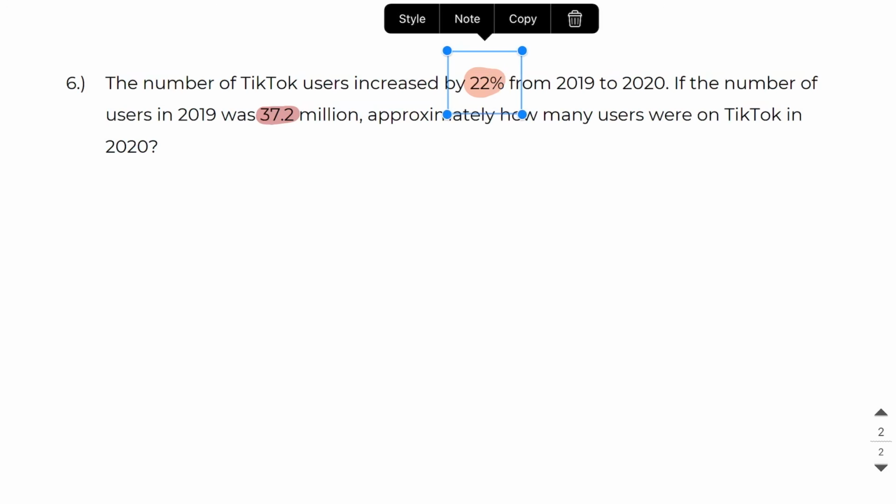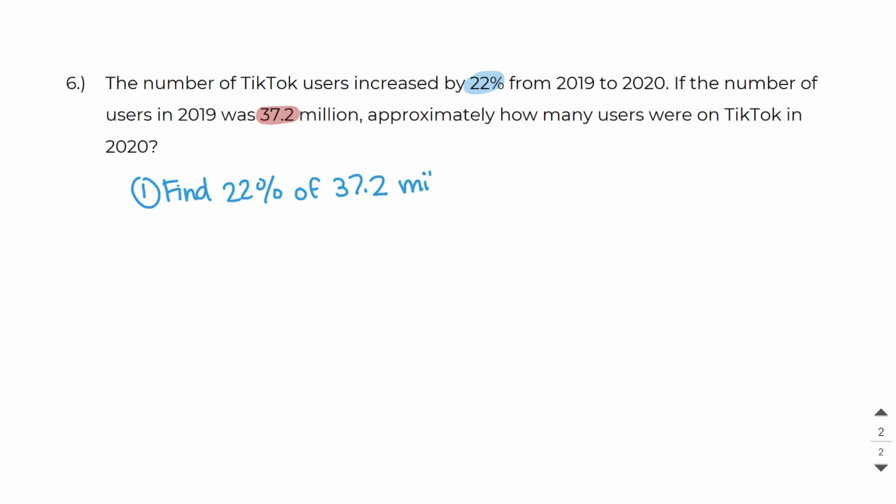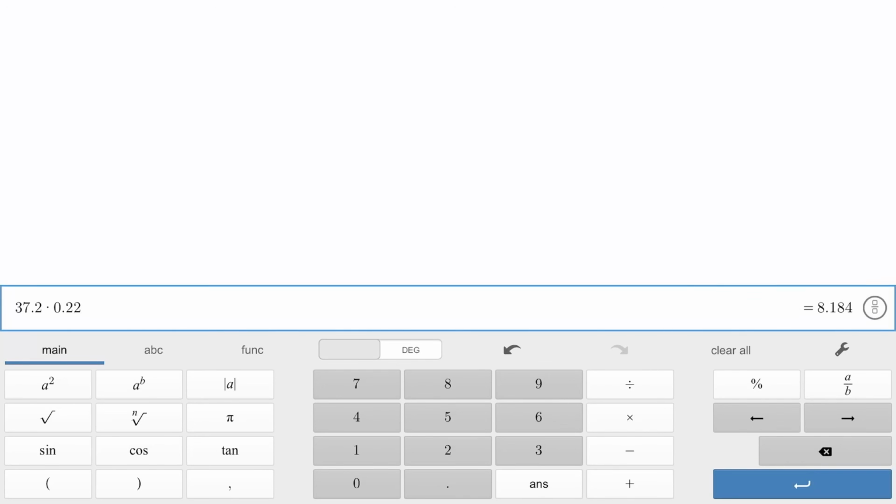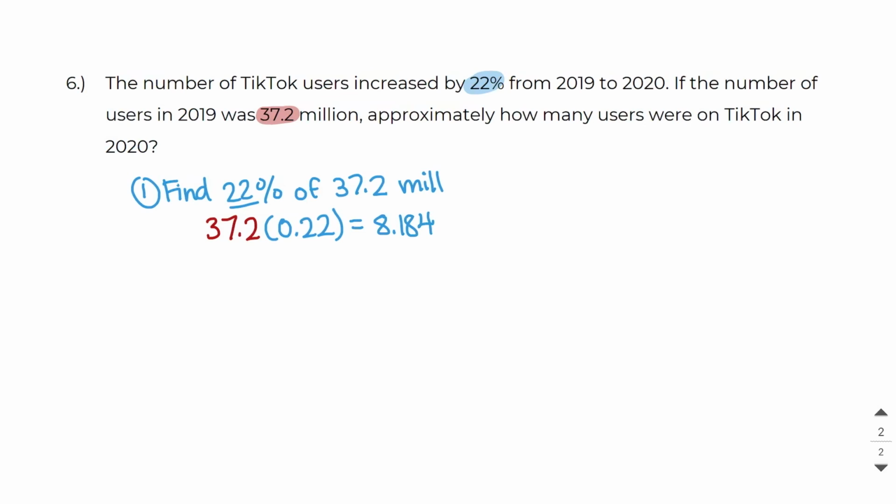So we start, and let's color code this blue just to be consistent. So we're going to start with that 37.2 and we're going to find 22% of that amount. And we're going to leave the million off as we're doing our calculation. So here I'm going to write down 37.2, and then I'm going to multiply it by 22% as a decimal, which is 0.22. So when I multiply that, I get 8.184. And this is in millions because this 37.2 was also in millions. So we know that this is how many more users there were in 2020 than there were in 2019.